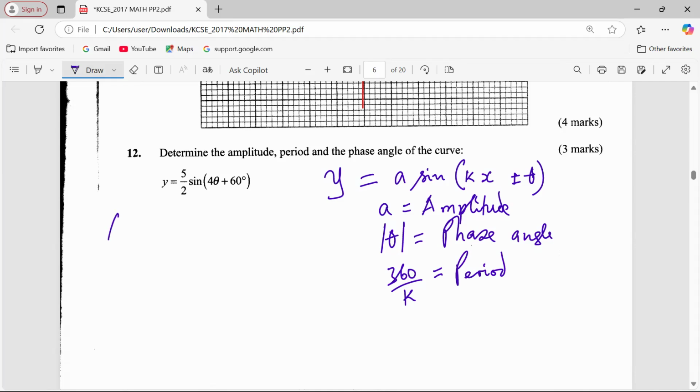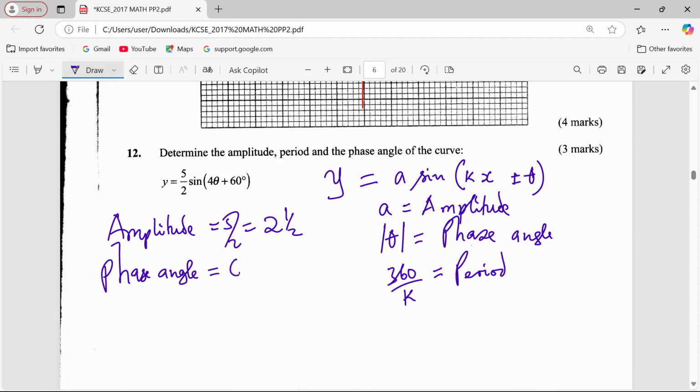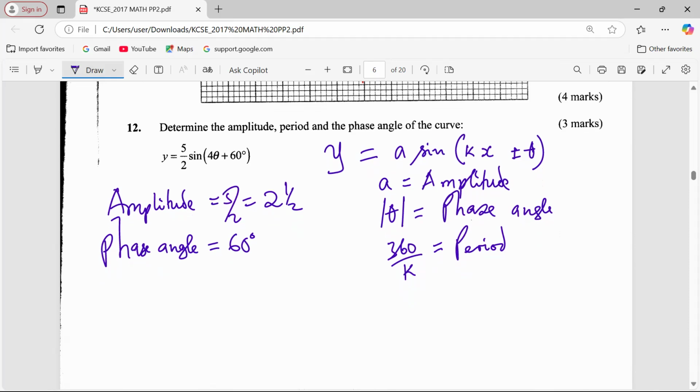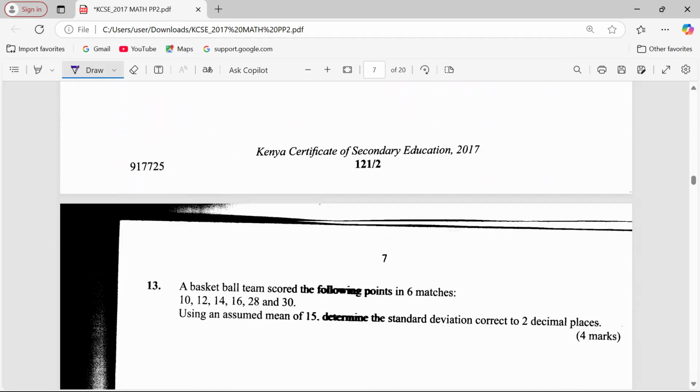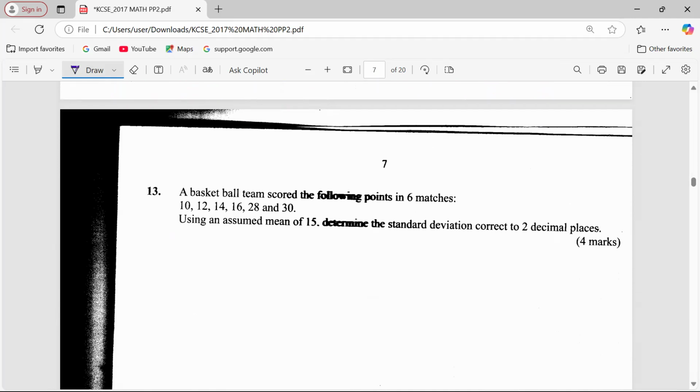Therefore, amplitude shall be 5/2, which is 2.5. Then phase angle shall be 60. Then what we are calling period now shall be 360/4, which is exactly 90.